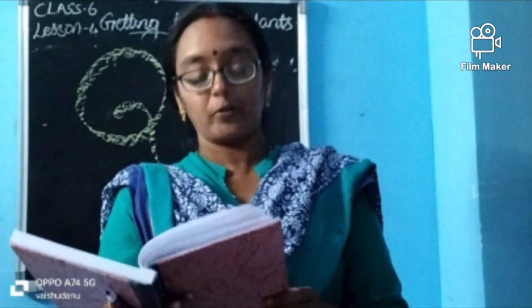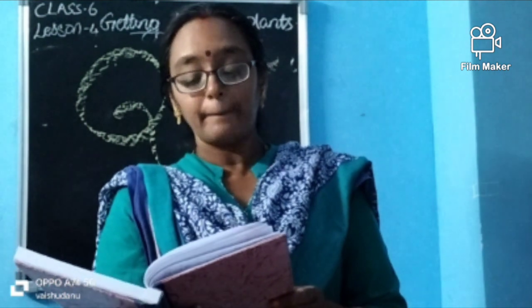And the third question is, the colored big leaf-like structure present in a flower is dash. Answer these questions. Bye.